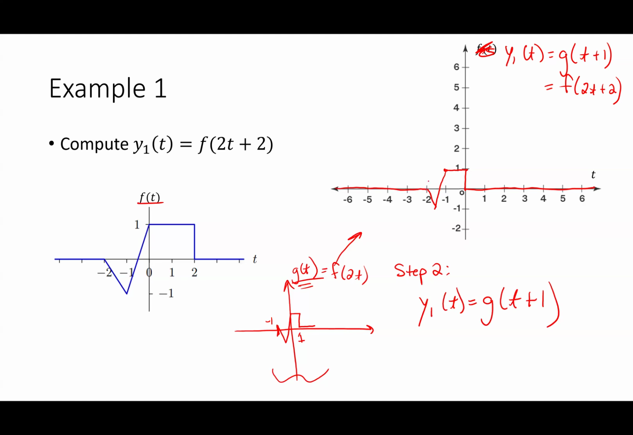So the first step we did was to compact this, so that instead of going from -2 to 2, it went from -1 to 1. That's what I have here. Now what I have to do is shift this result to the left by 1. So instead of starting at -1, it starts at -2. Instead of ending at 1, it ends at 0. That's all it comes down to.